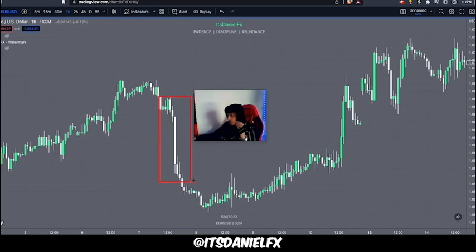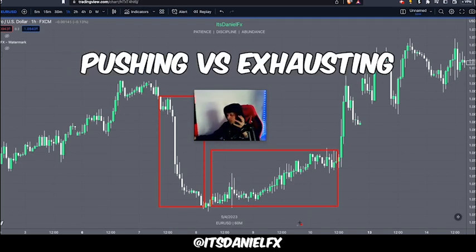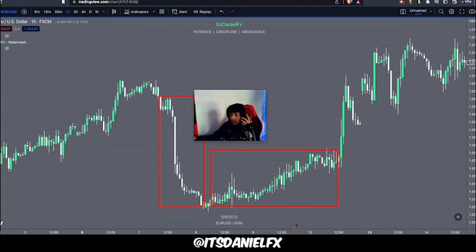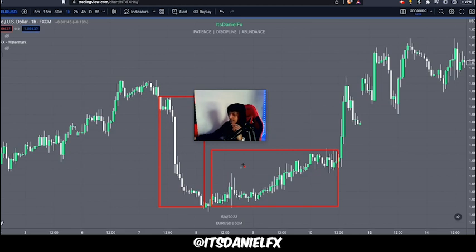Understanding the difference between these two movements right here could be what makes you a profitable trader. Now listen up, because I'm going to be explaining the difference between impulsive and corrective movements, also known as pushing versus exhausting, also known as distribution versus accumulation. There are multiple names for this exact same movement, but it's just two different market phases that you need to be aware of and can really highly benefit your trading.